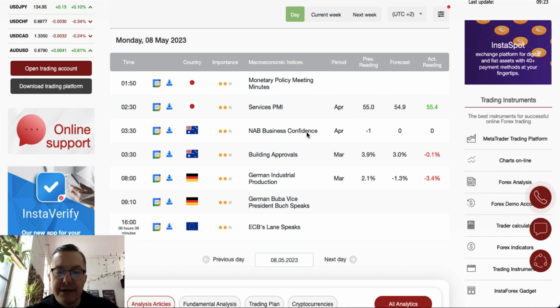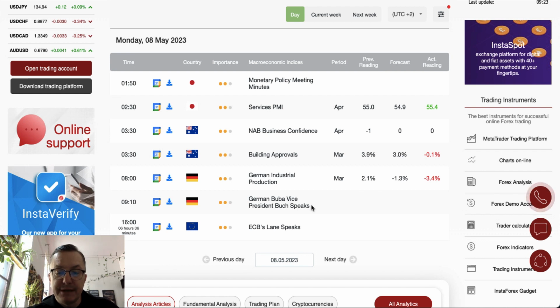NAB Business Confidence and Building Approvals data from Australia had been published overnight. We got still ahead of us some data from Germany. Oh, it was published already. German industrial production is minus 3.4%, which is way more disappointing than the forecast of minus 1.3%, and way lower than the previous reading as well. So we'll definitely take a look at the euro dollar.